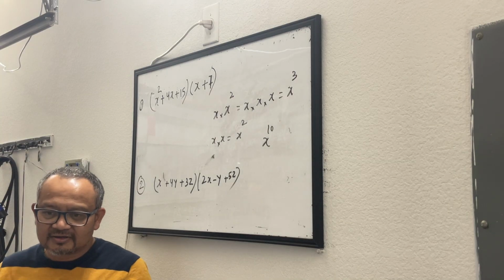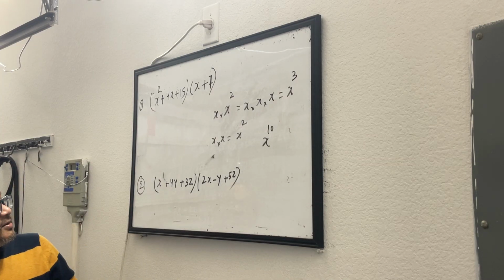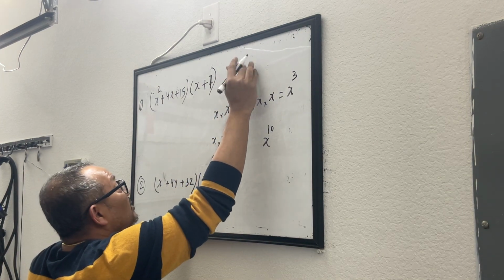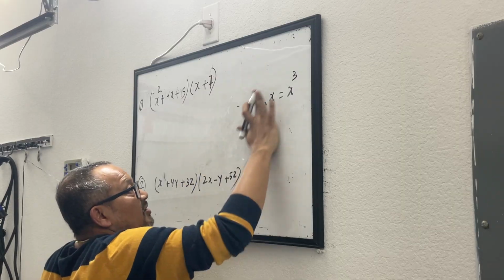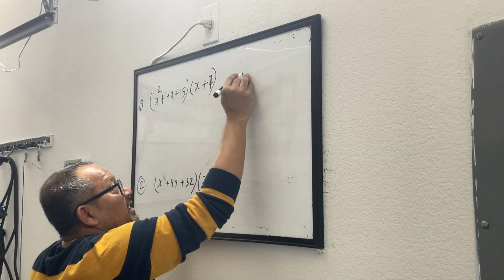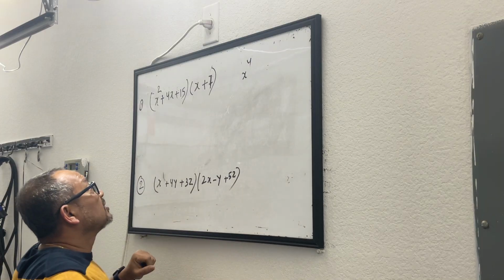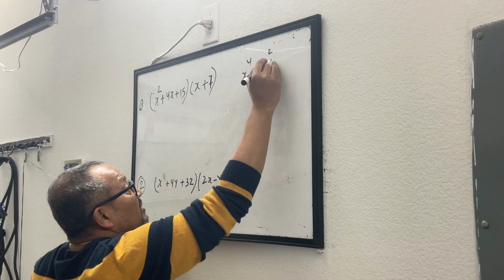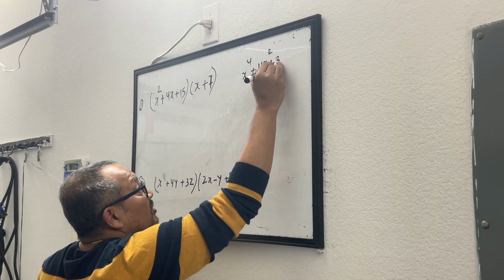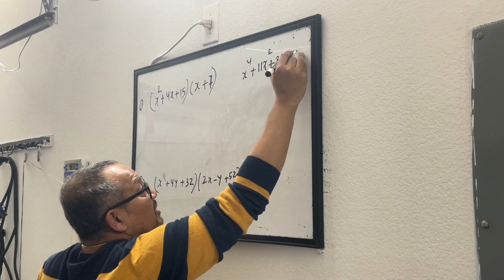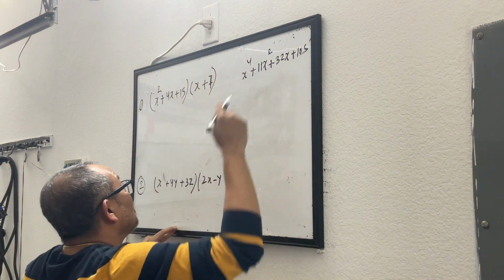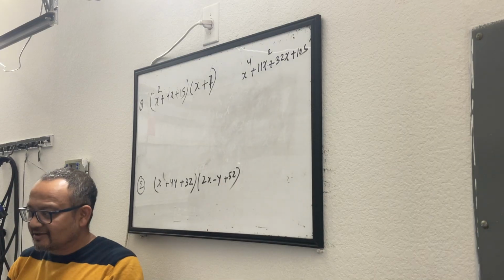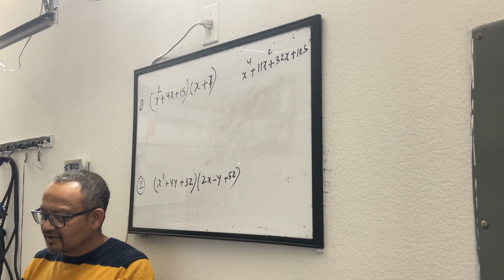I think I have the answer for the first one. Okay. X to the power 4 plus 11x squared plus 32x plus 105. I don't know if that's right or not. Tell me what it is.